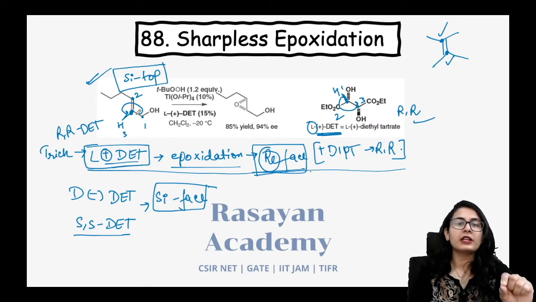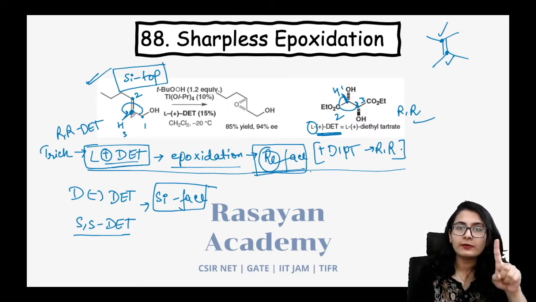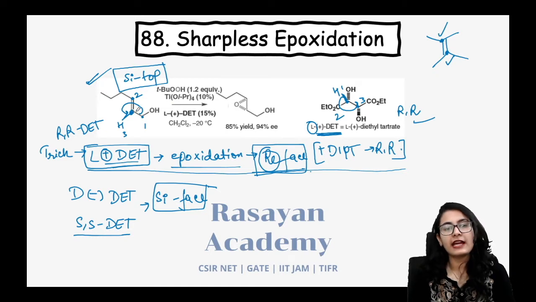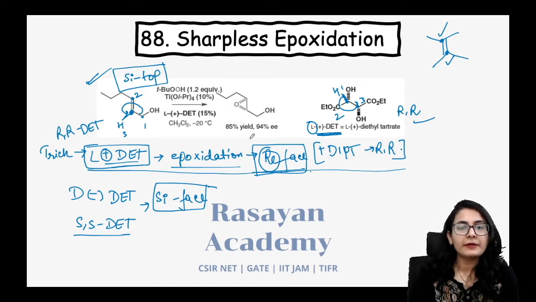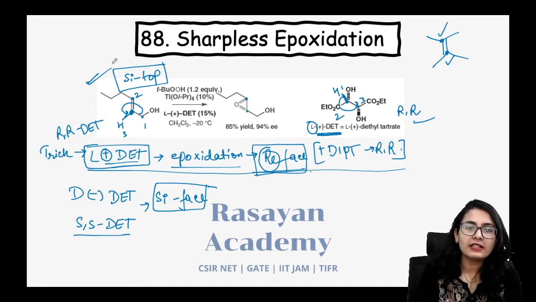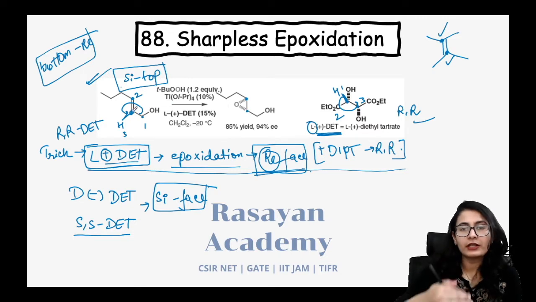So this particular alkene is psi from the top, and I am mentioning only one carbon of the alkene, that is the allylic alcohol carbon. This one, right? It is psi from the top. So what happens is, the epoxidation is going to take place from below. Why? Because if it is psi on top, then from the bottom it is going to be re.